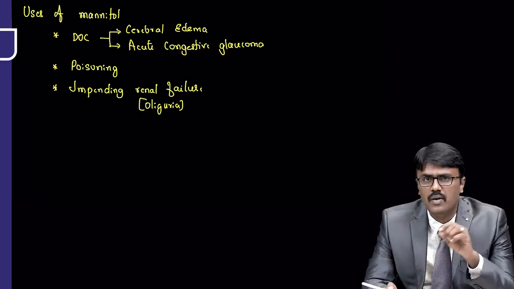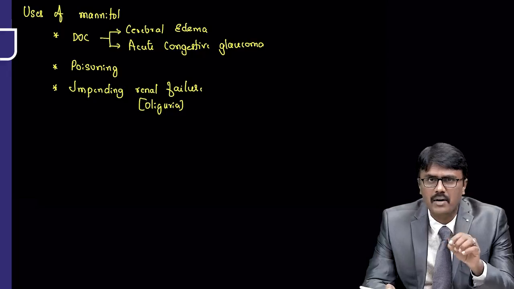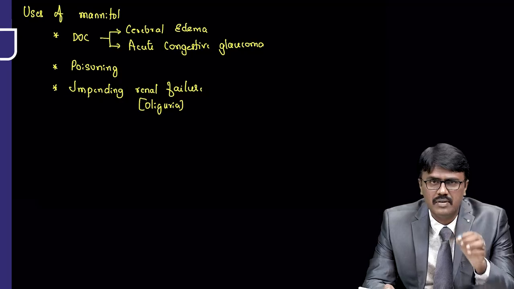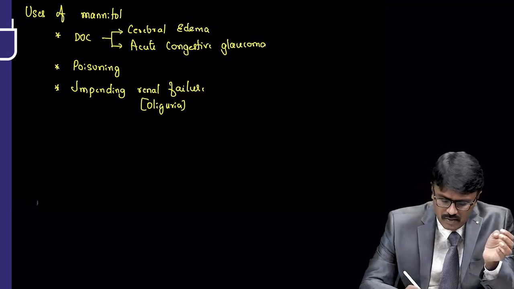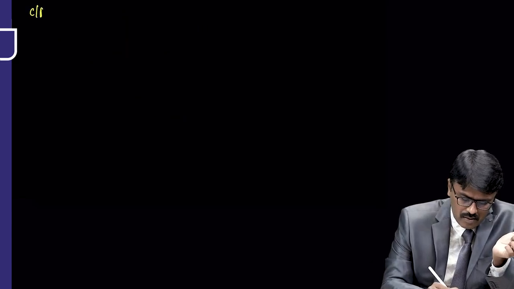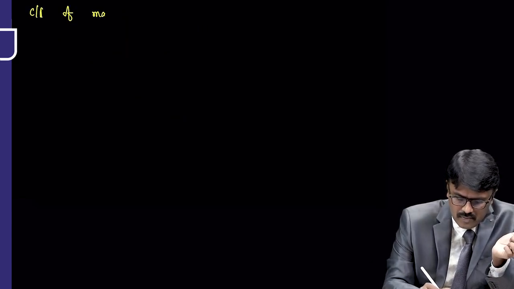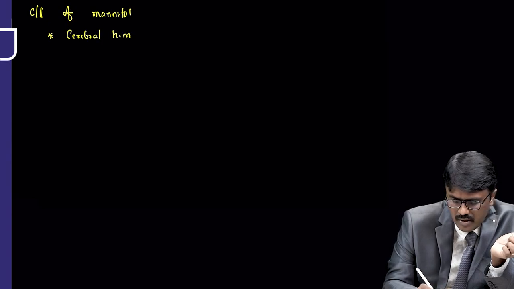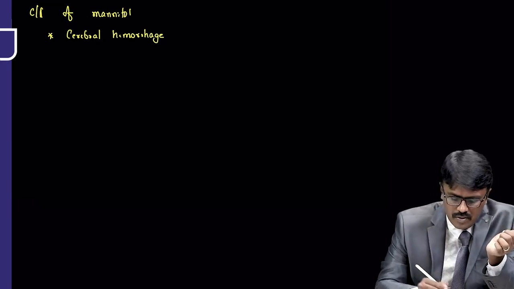I'll explain again. When we use mannitol, mannitol increases blood volume. When you increase the blood volume, the renal blood flow increases, and when the renal blood flow increases, the GFR increases. When the GFR increases, the urine output increases. That is what we require in oliguria. Now coming to the contraindication of mannitol, this is very commonly asked in your exams. It is contraindicated if there is cerebral hemorrhage. If there is active bleeding, we don't use the drug.